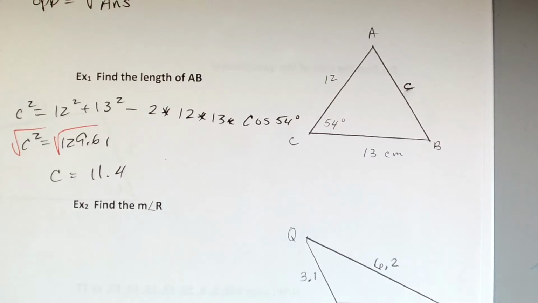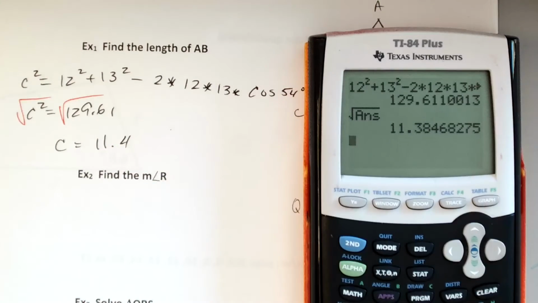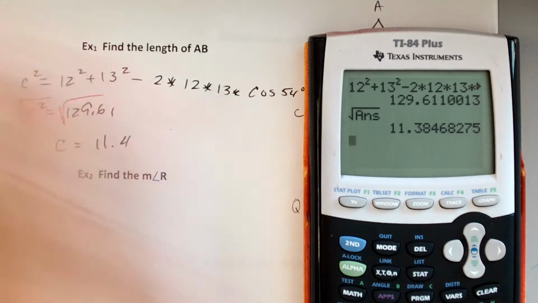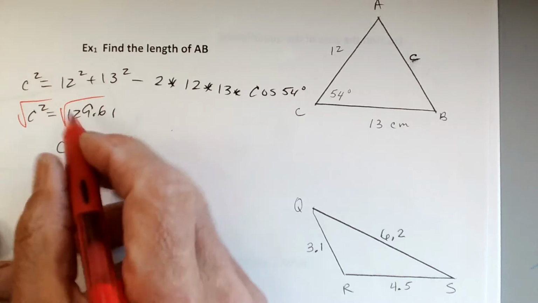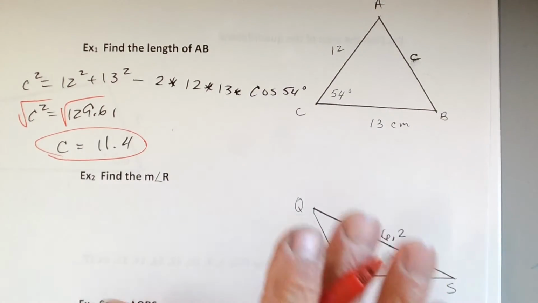How's that? Not too bad? Thumbs up, you guys? So it's not a bad formula. It's actually pretty easy. It's just long. Now, the law of cosines can also be used to find an angle.